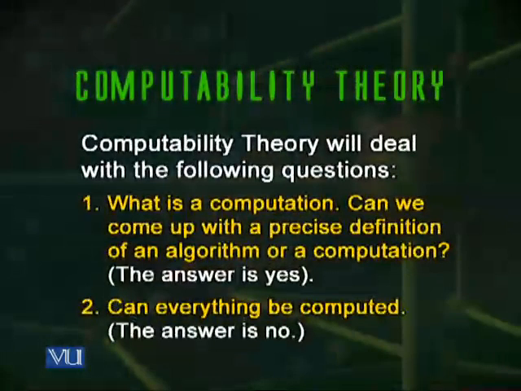The second question we'll ask is, can everything be computed? Is it true that for any computational problem I write down, you can find an algorithm to solve that problem? The answer to this question is no, as Alan Turing showed us initially, that the halting problem is undecidable. There is no algorithmic solution to that problem. So we will be able to answer this question also in a very precise way.